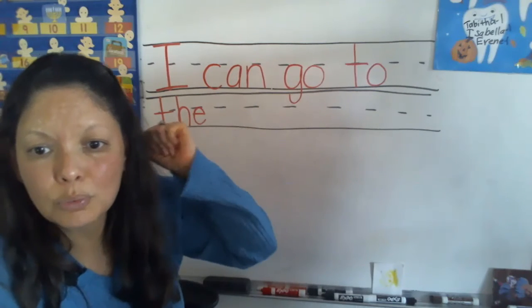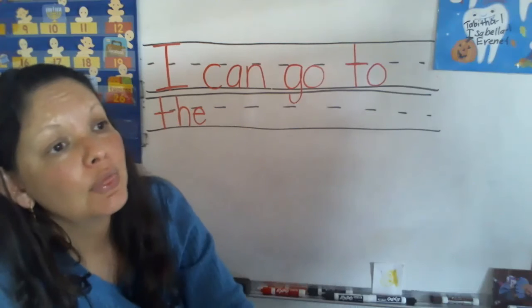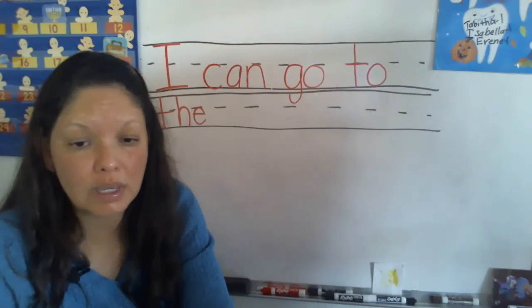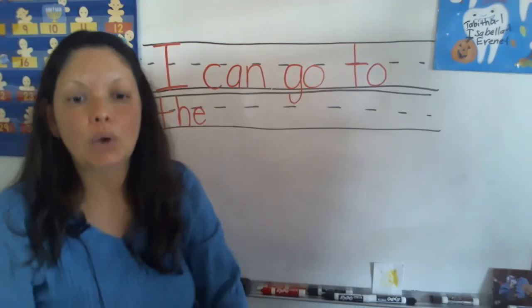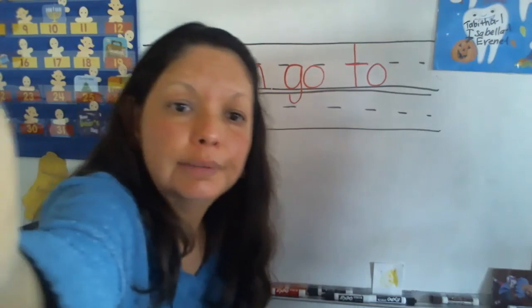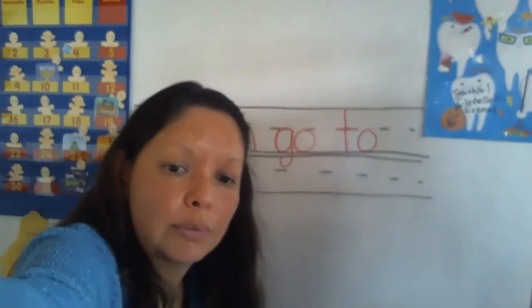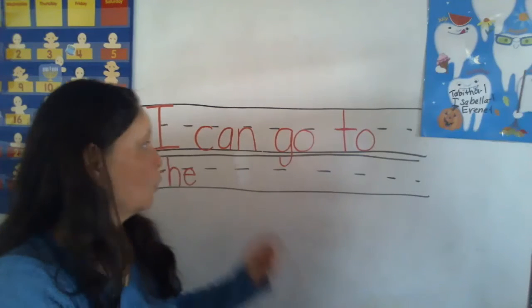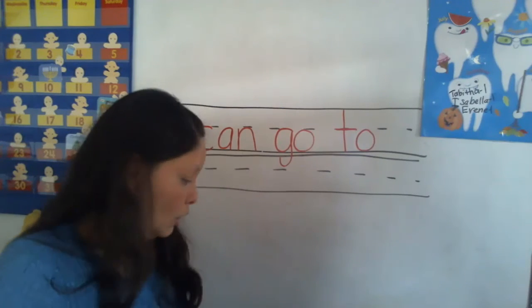At the end of the sentence, you put a period. Then if you want to write another sentence for me, that's only if you want to, about what you like to do at the library. I can go to the library, and you tell me another sentence, then you write it next to it, okay?